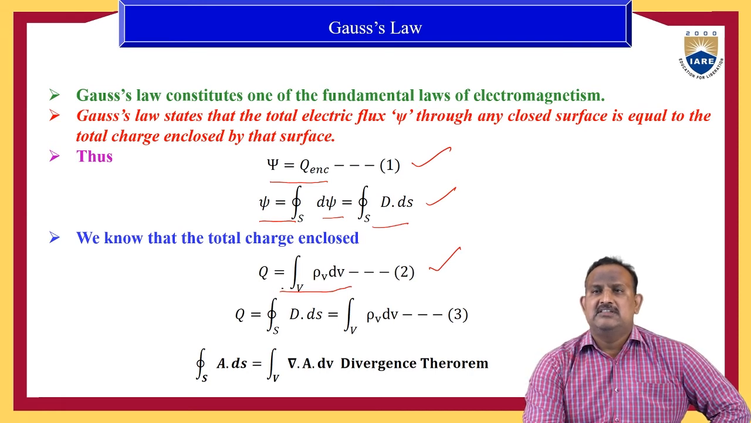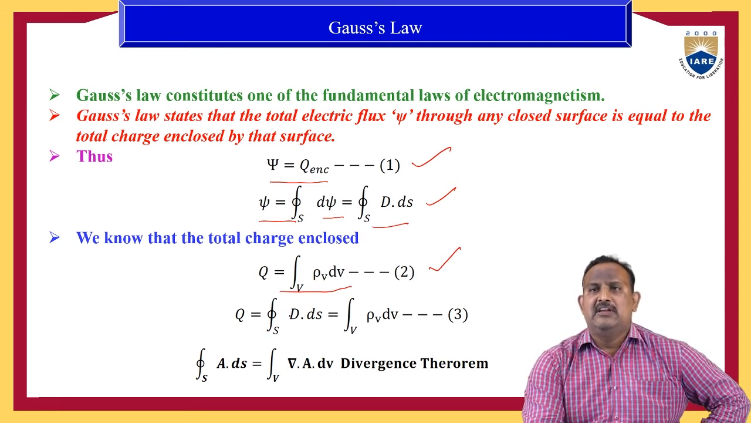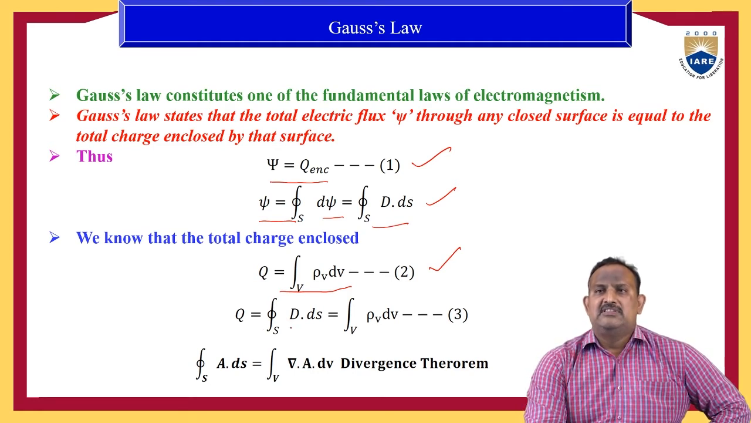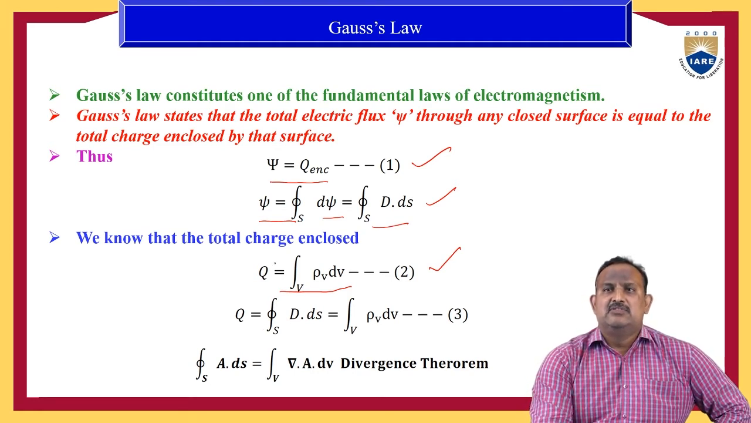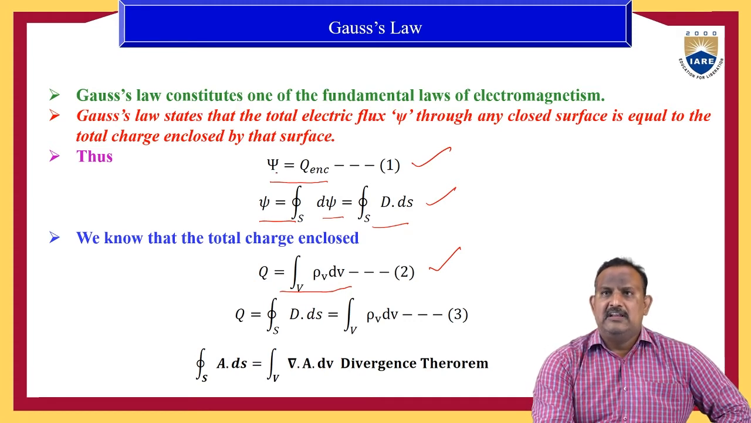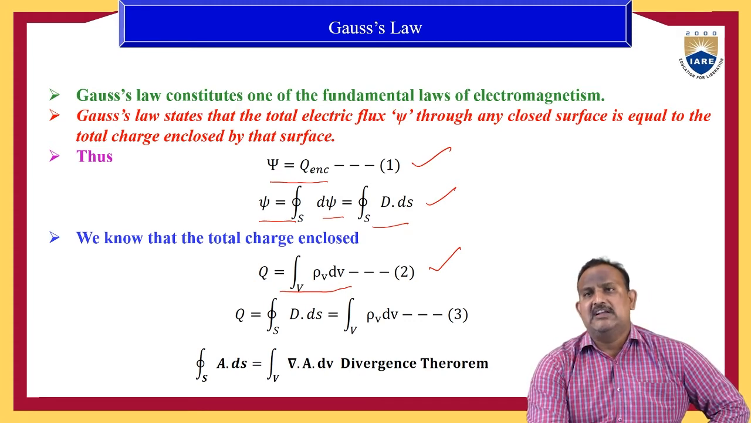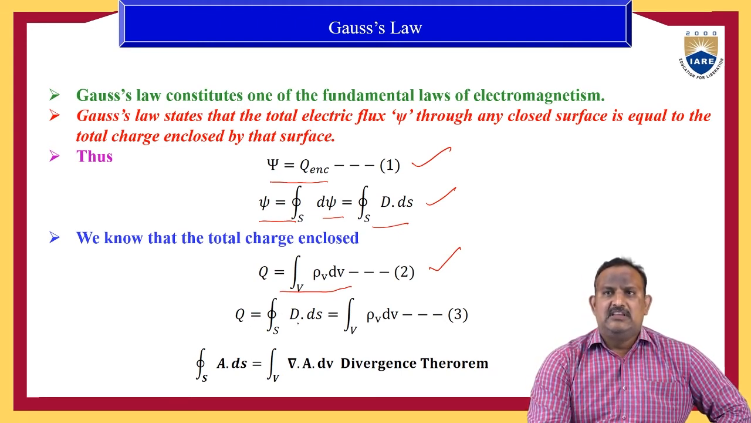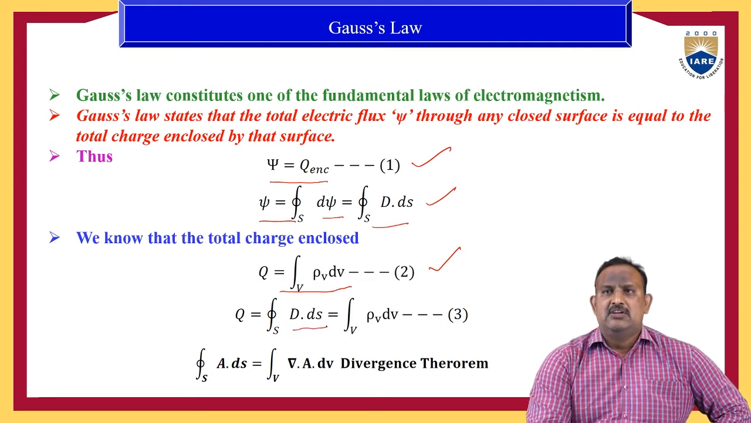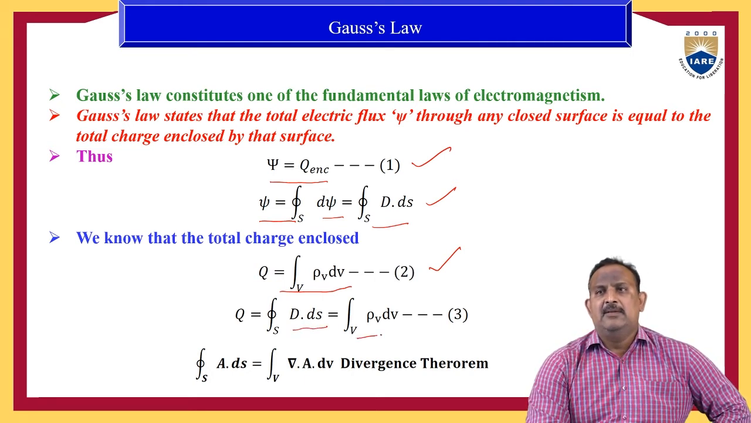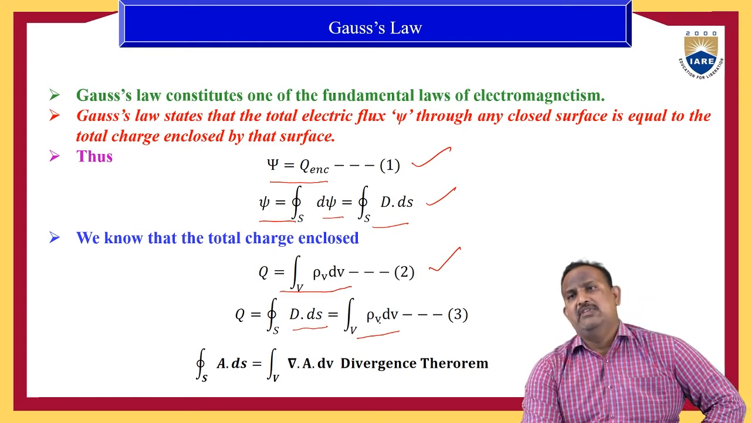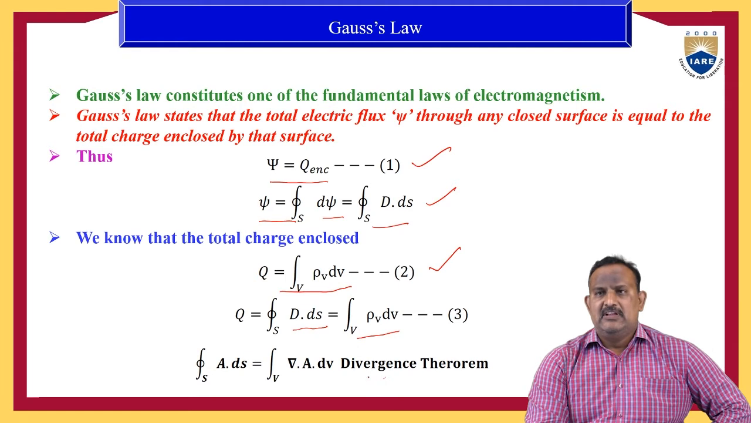According to Gauss law, the total flux is equal to the charge enclosed. Therefore, psi is equal to Q, which is the surface integral of D dot ds, equal to the charge in a volume, the volume integral of rho v dv. Next, we will recall the divergence theorem.